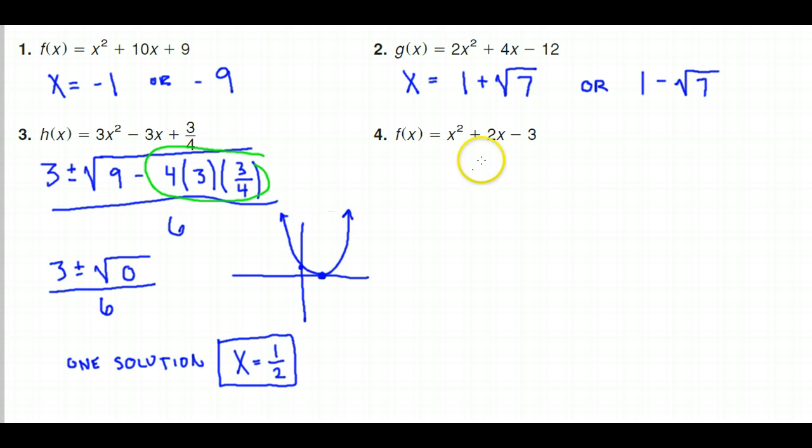Number 4, we have the opposite of 2 plus or minus the square root of 2 squared, which is 4, minus 4 times 1 times negative 3.